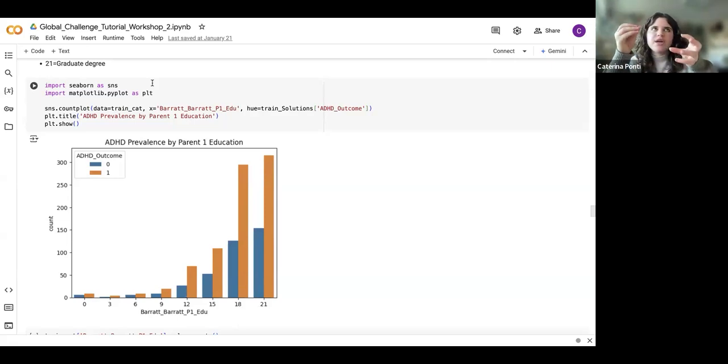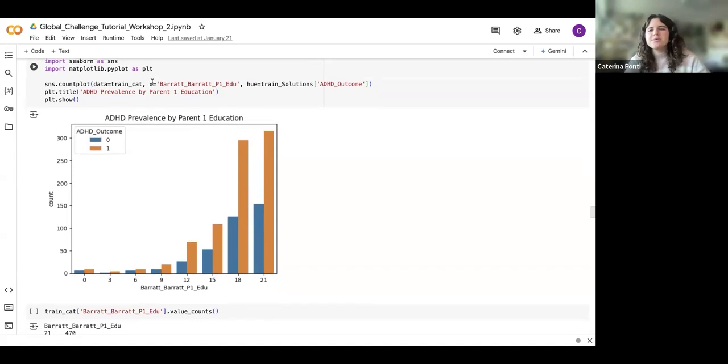But you want to just know, if I include parent 1 education as a predictor, is it going to give me more information? Is it actually predictive of ADHD? So that's what we're trying to understand while performing EDA, in this case for this data visualization. From the observation, most of the data falls into a specific category, the 21 category. And most of the ADHD data falls in that category.